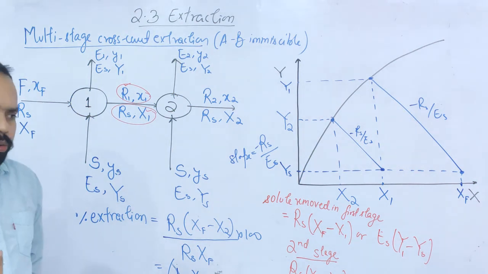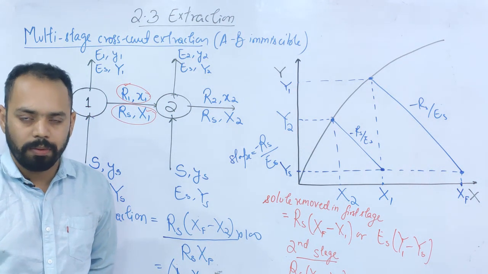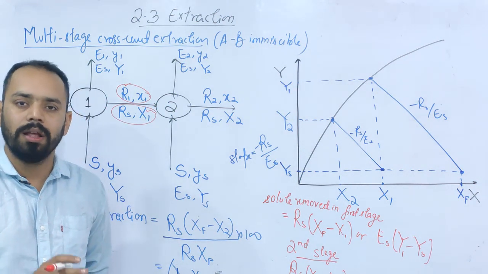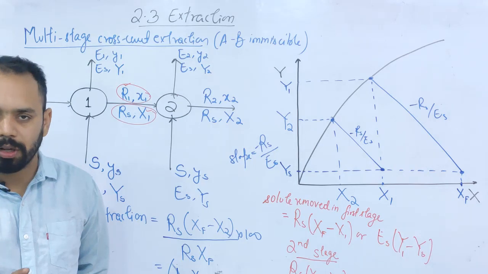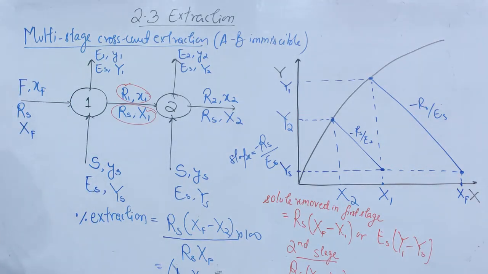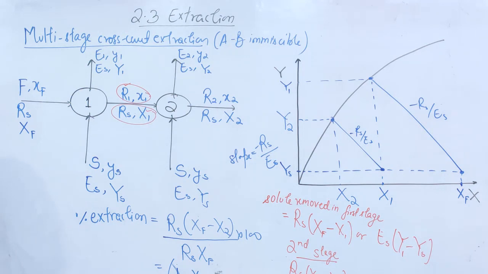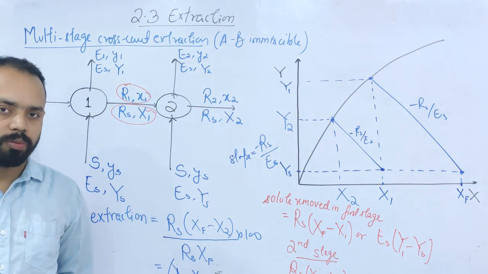And of course, one more point I would like to clarify here. If you want to solve a numerical problem, you have to assume that A and B are immiscible. Otherwise, you cannot solve a particular problem. Fine. So this is the concept of multi-stage cross-current extraction. Now I'm going to take a few problems from GATE so that whatever I have discussed till now gets clarified, and there are some doubts as well that the students are asking. So those doubts will also be clarified.